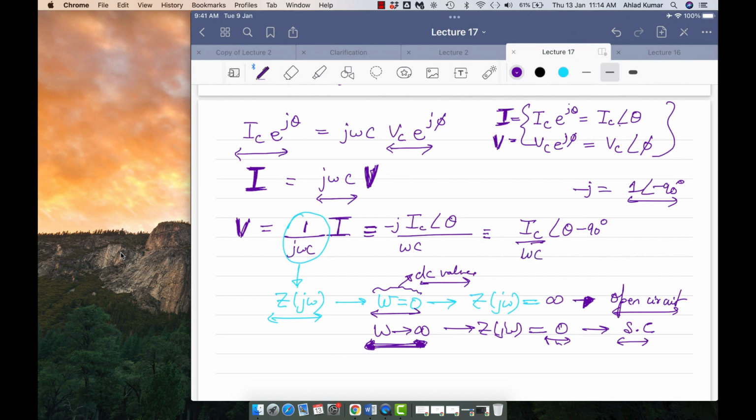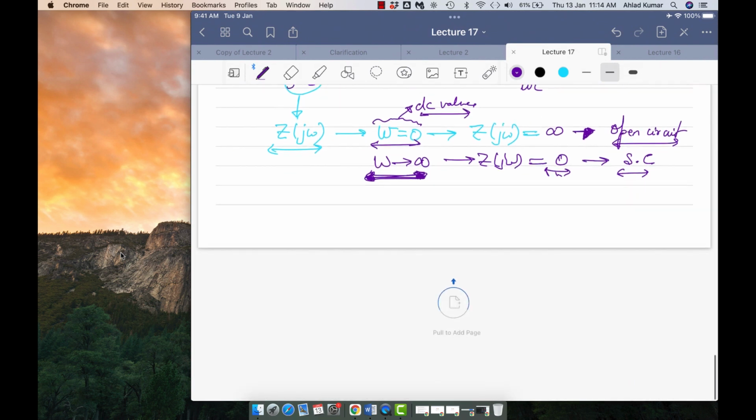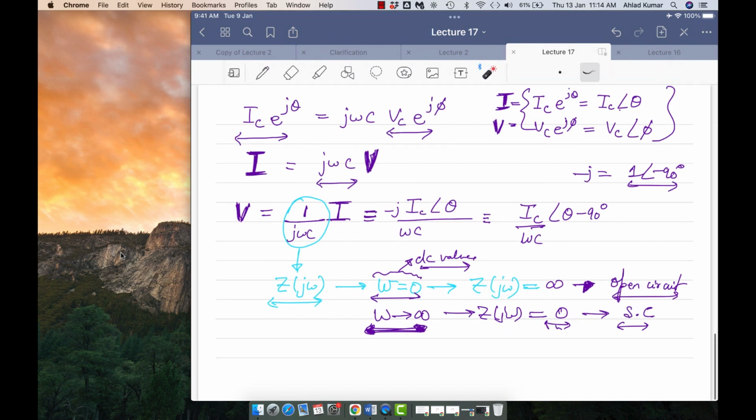What you see is that, everybody is comfortable with this? Any questions? No, sir. Okay, so this is very simple, right? You are multiplying the two polars, and once you multiply, the phases will add, so it's theta minus 90.